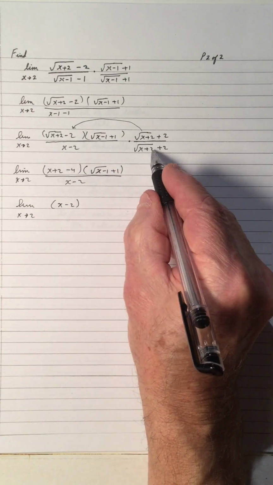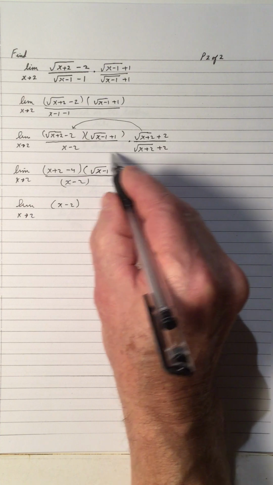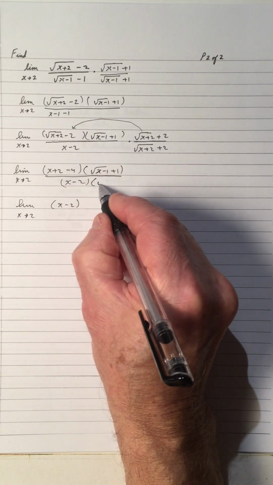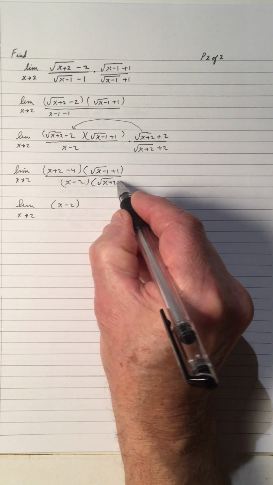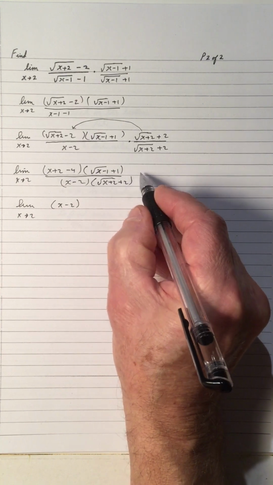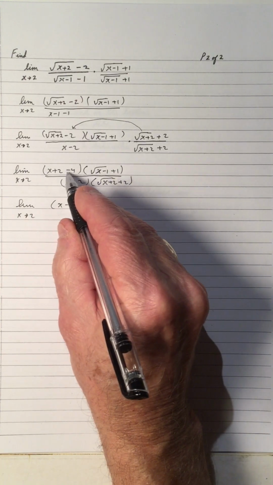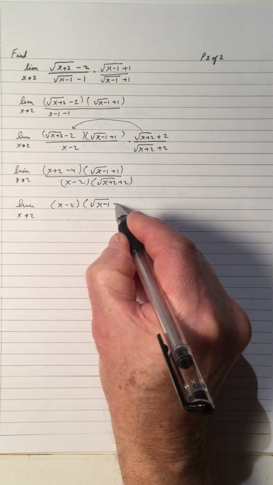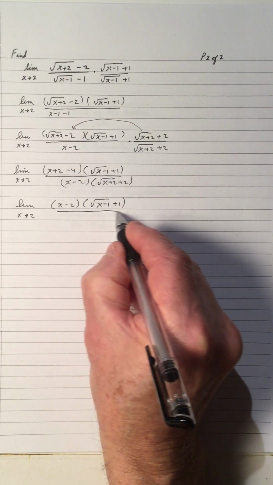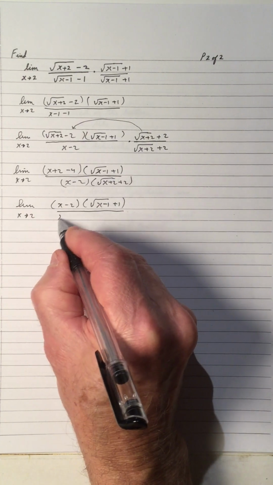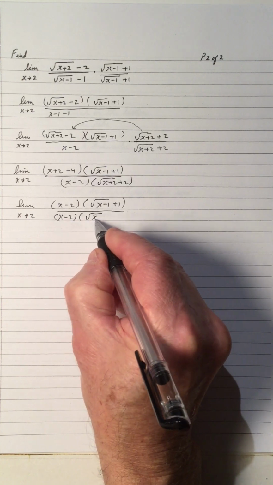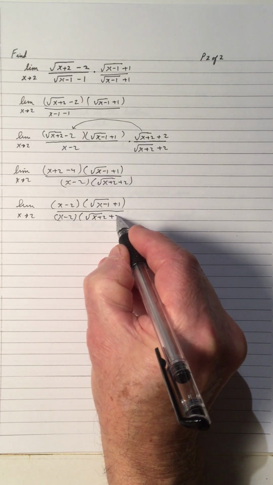And, oh, I forgot, I multiplied here. I forgot to write this one down, so just be careful. I've got to be careful because it's so easy to make a mistake. So this becomes x minus 2 times the root of x minus 1 plus 1. The denominator is x minus 2 times the root of x plus 2 plus 2.